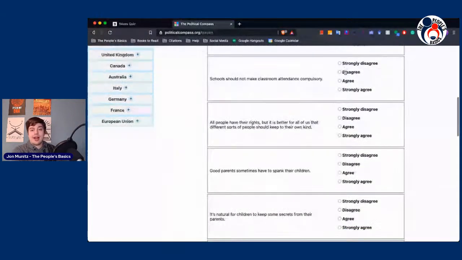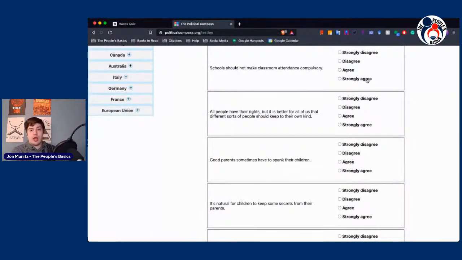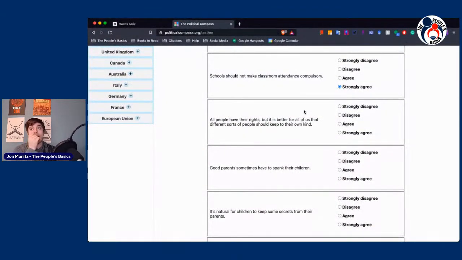Next, schools should not make classroom attendance compulsory. I actually strongly agree with this. And here's my reasoning. Kids should go to school, but the reason they should go is because it provides value, and they want to go because it's providing them value. Making it compulsory and trying to punish parents for their kids not going makes no sense to me. You should simply want it to be an environment that people want to come to.